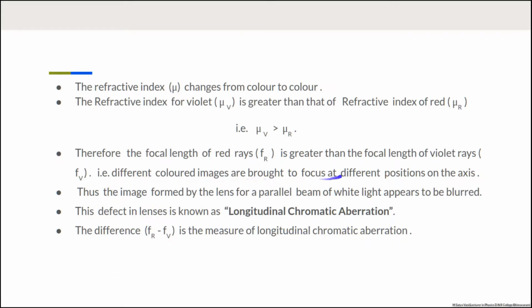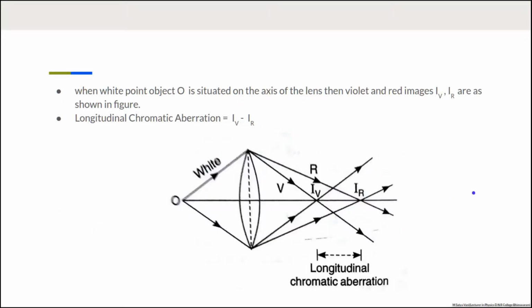That is, different colored images are brought to focus at different positions on the axis. Thus, the image formed by the lens for a parallel beam of white light appears to be blurred, due to overlapping of a number of colored images. This defect in lenses is known as longitudinal chromatic aberration. Longitudinal chromatic aberration is nothing but the variation of focal length with respect to color. The difference fr minus fv is the measure of longitudinal chromatic aberration. In the above figure, the rays are parallel rays, that is, the object is at infinity.